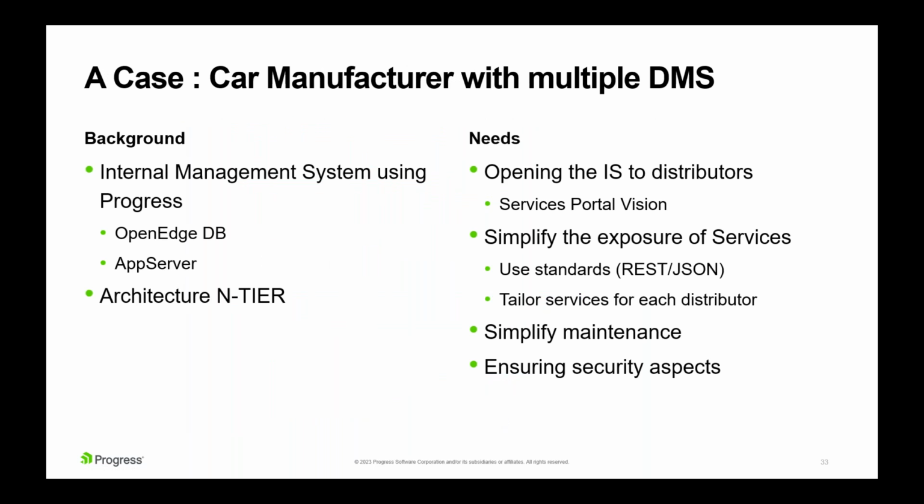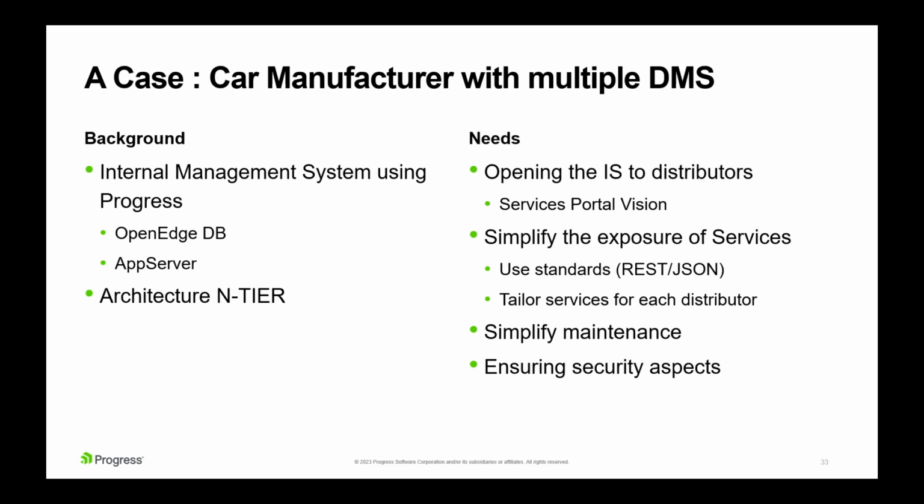We had a case with a car manufacturer. They had an OpenEdge application running with AppServer in an n-tier architecture. And they had a need to modernize the way they expose services to their distributors. So through a service portal, the goal was to use REST services, a REST-JSON combination, and to simplify how they expose the services to the outside world. They also had a constraint because the DMS, the dealer management system used by each distributor, was different. So they had to tailor services for each distributor.